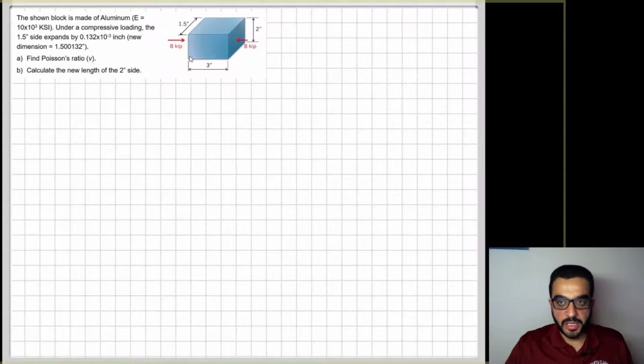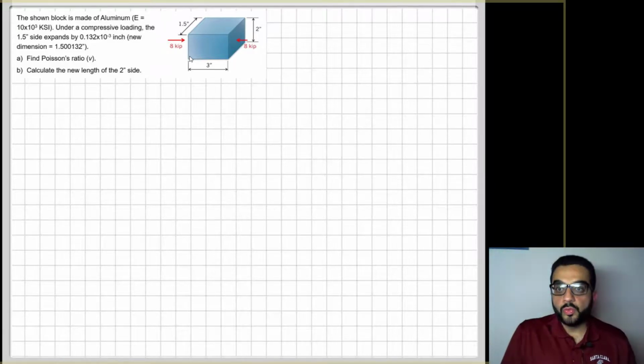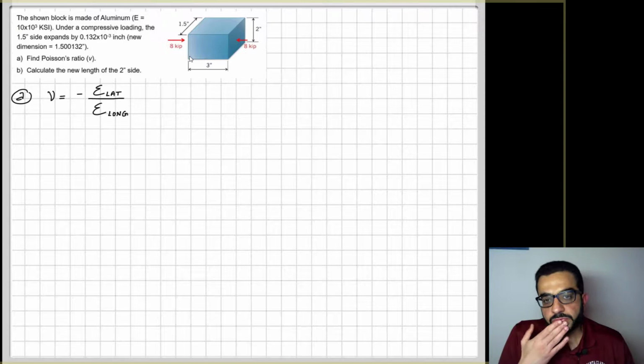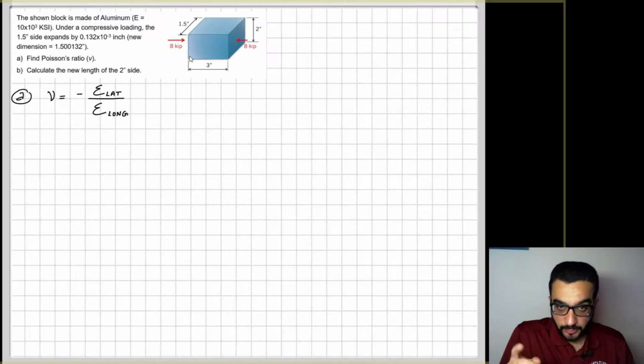We're given the longitudinal force. We have dimensions. We have cross-sectional areas. From here, I don't have sigma, and I have only sigma in one direction, right? I know the strain in one direction, which is the lateral direction. I know Young's modulus. So let's see here. We want Poisson's ratio, right? So Poisson's ratio is equal to the epsilon lateral, the lateral strain, over the longitudinal strain. We have to remember the negative.